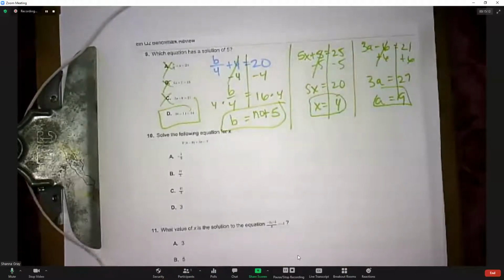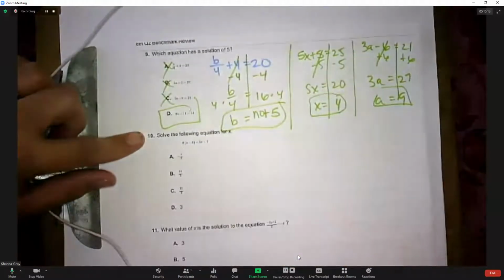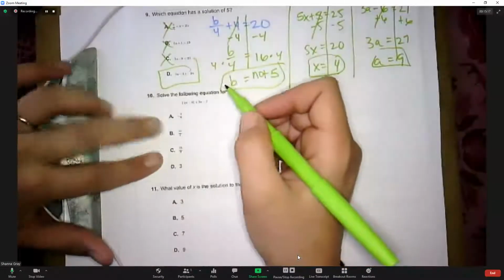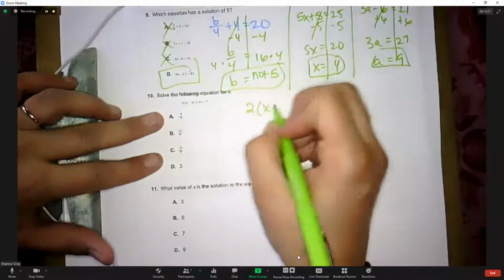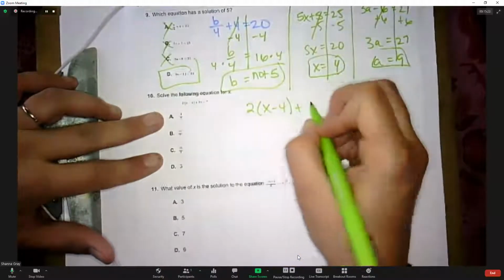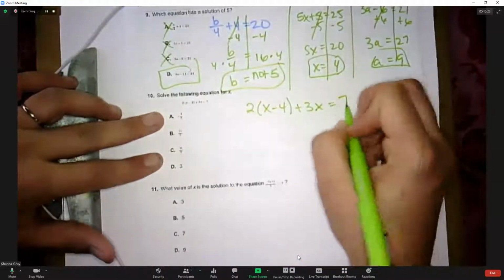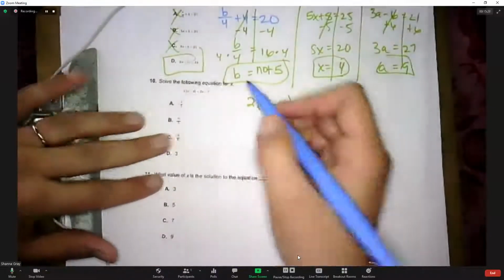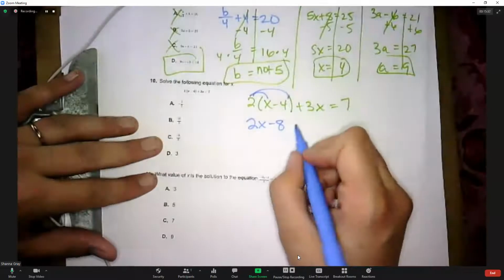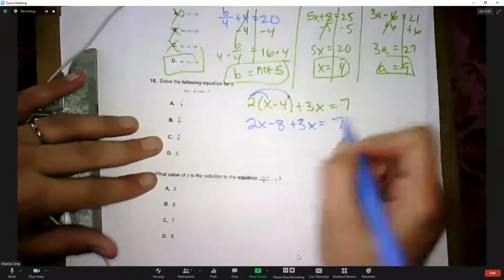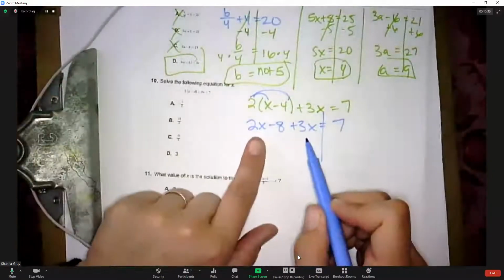Same thing for number 10, except that this time you're just solving it and matching it to the answer. You're not matching the answer to the solution. So 2 times the quantity x minus 4 plus 3x equals 7. So the first thing I have to do is get rid of this parentheses by multiplying. Distributive property. And then I'm going to combine like terms.